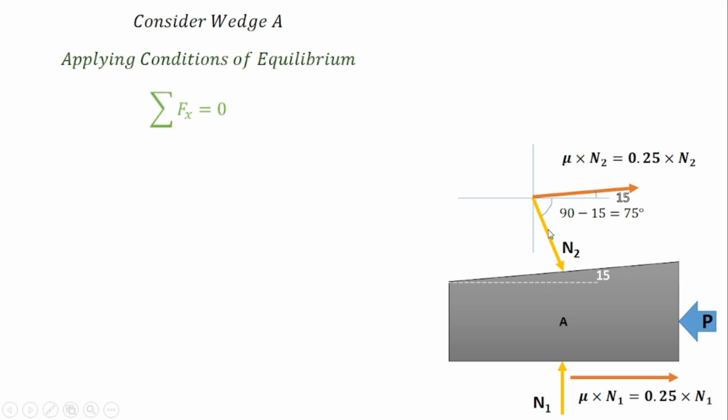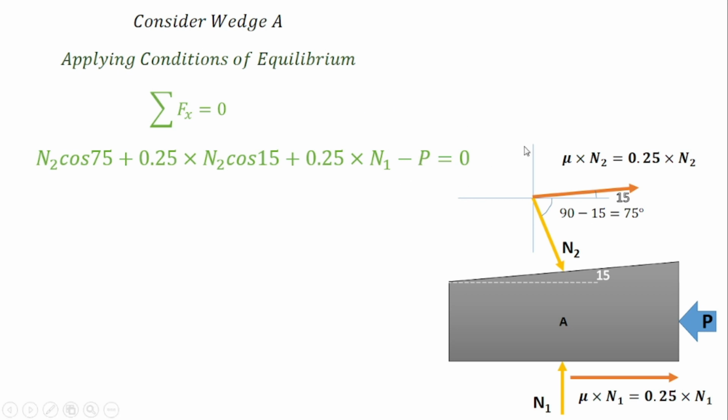Then we'll write the summation of Fx equation. Horizontal components are N2, 0.25 N2, 0.25 N1 and P, so 4 components will come here. Start with N2. N2 is in the fourth quadrant, so the X component is positive, N2 cos 75. 0.25 N2 is in the first quadrant, so the X component is positive, 0.25 N2 cos 15. The next one is 0.25 N1, right side, so it is positive. And the P force is towards the left side, so it is minus P, equal to 0.